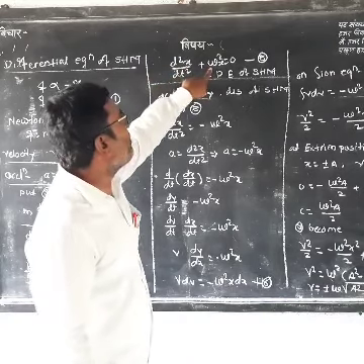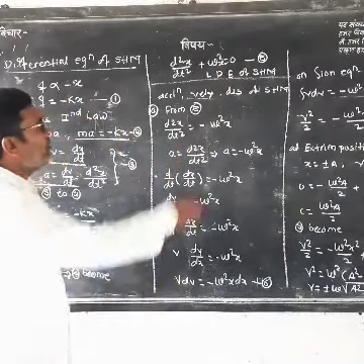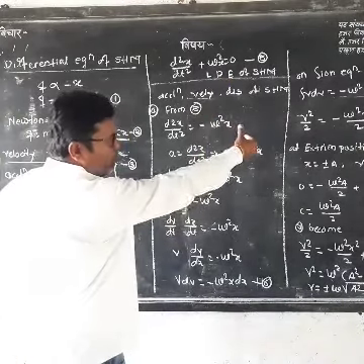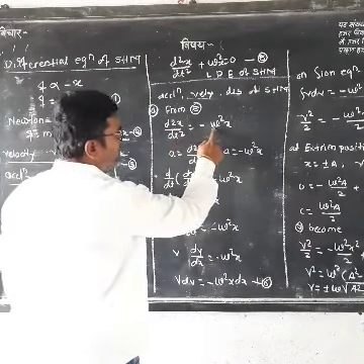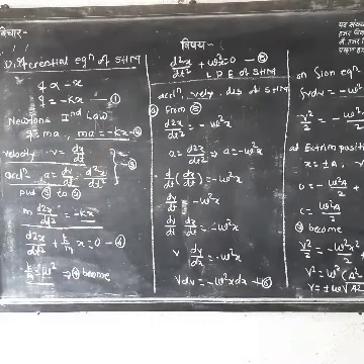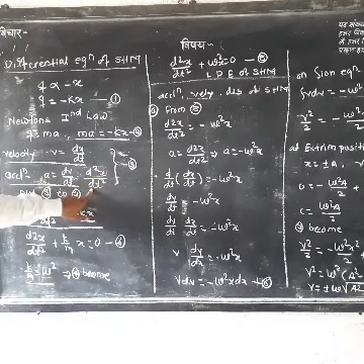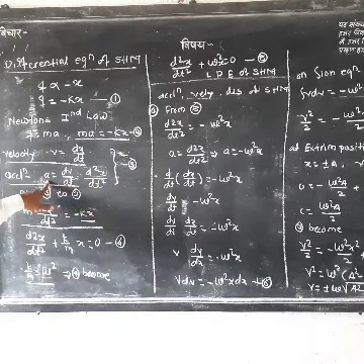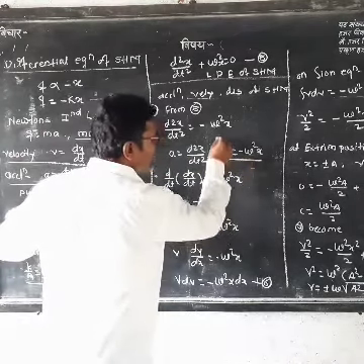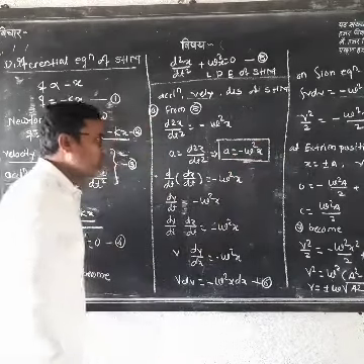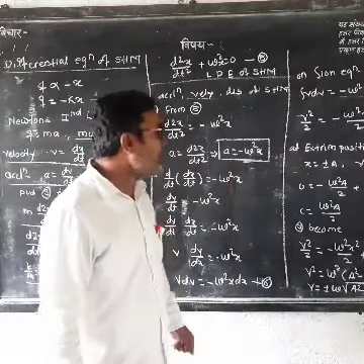Equation 5 is d2x upon dt square plus omega square x is equal to 0. Simplifying, we take the omega square x term to the other side, so d2x upon dt square is equal to minus omega square x. From equation number 3, d2x upon dt square is nothing but the acceleration. So the value of acceleration is a is equal to minus omega square x.